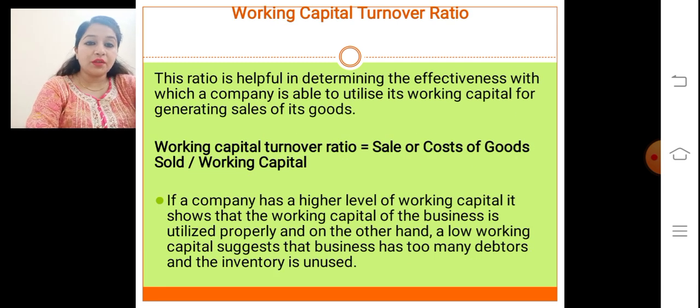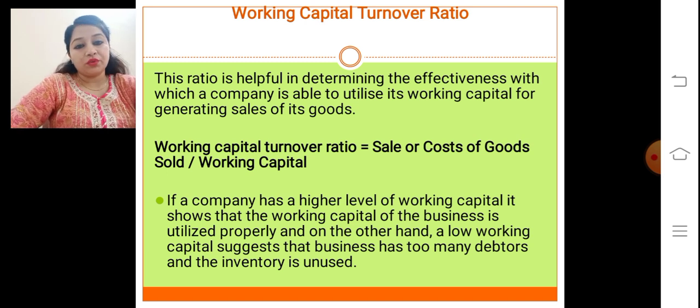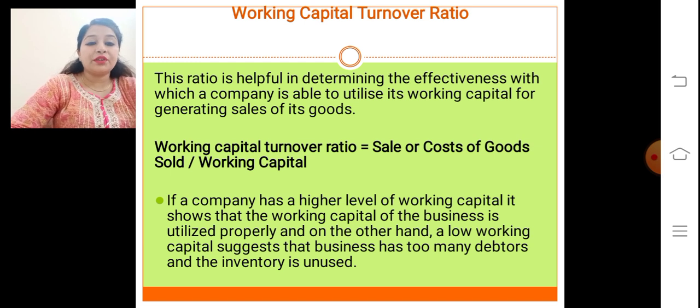Next, working capital turnover ratio. This ratio is helpful in determining the effectiveness with which a company is able to utilize its working capital for generating sales of its goods. Working capital turnover ratio is equal to cost of goods sold upon working capital. It means if the company has a higher working capital turnover ratio, it shows that the working capital of the business is utilized properly. On the other hand, a low ratio suggests that the business has too many debtors and inventory is unused.